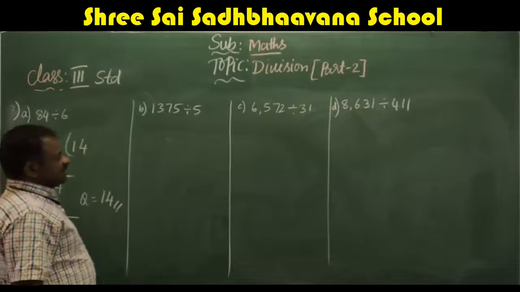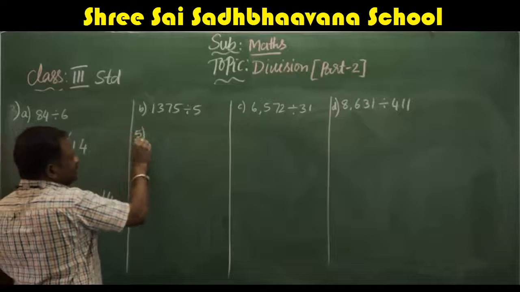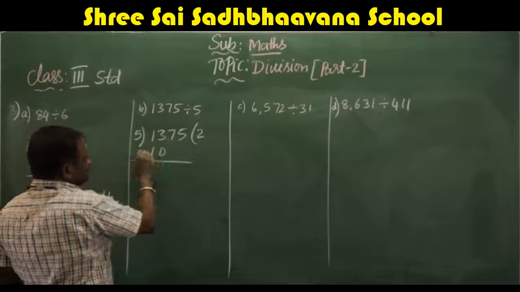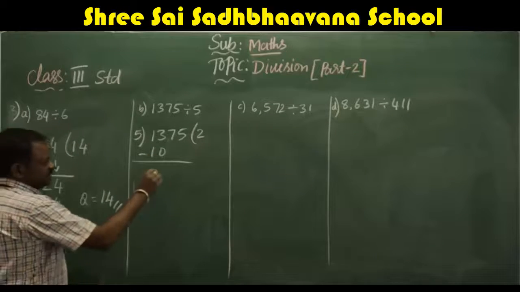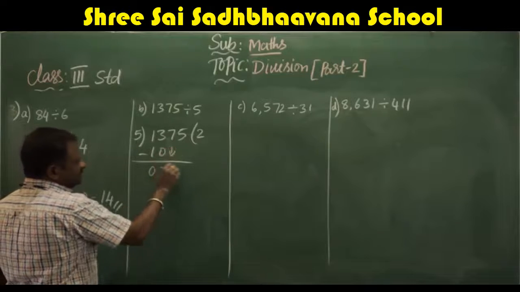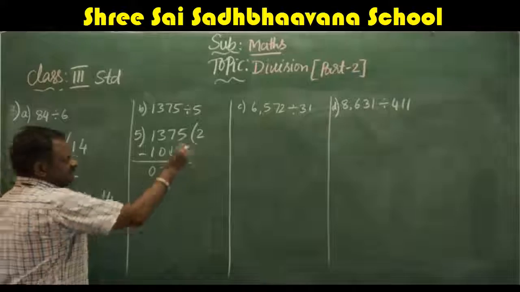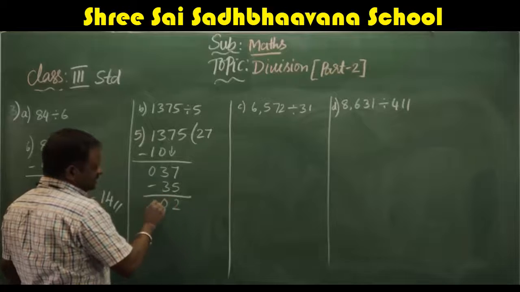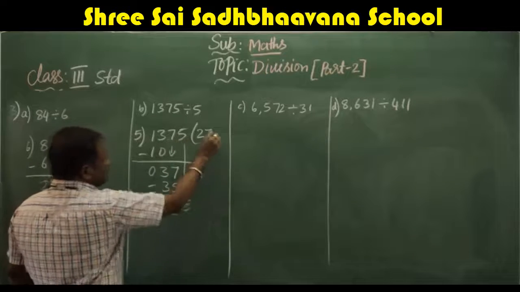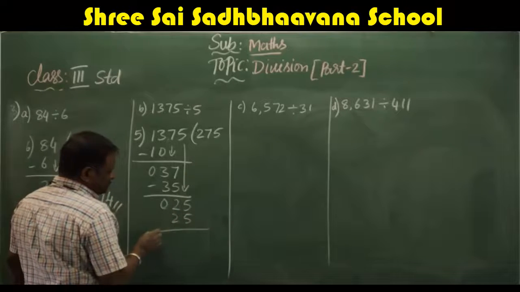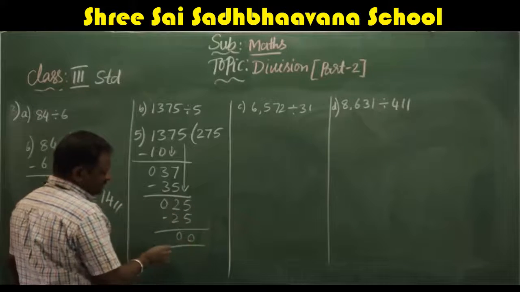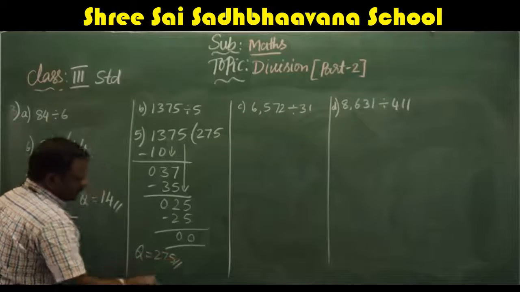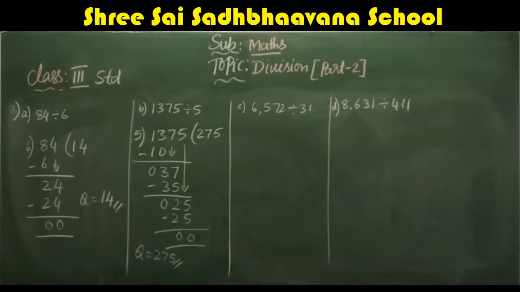Next come to here. 1375 divided by 5. From 5 you divide 1375. 5 2s are 10. Subtract 3 minus 0, 3, 1 minus 1, 0, take down 7, 5 7s are 35, you get 7 minus 5, 2, 3 minus 3, 0, take down 5, 5 5s are 25, 5 minus 5, 0, 2 minus 2, 0. So what is the quotient here? Quotient is equal to 275.